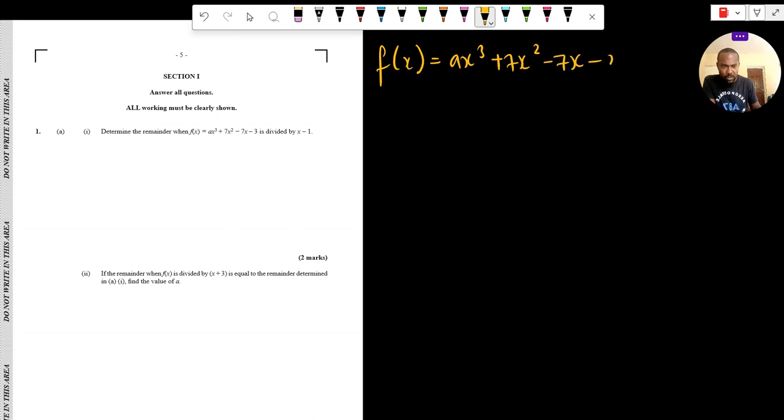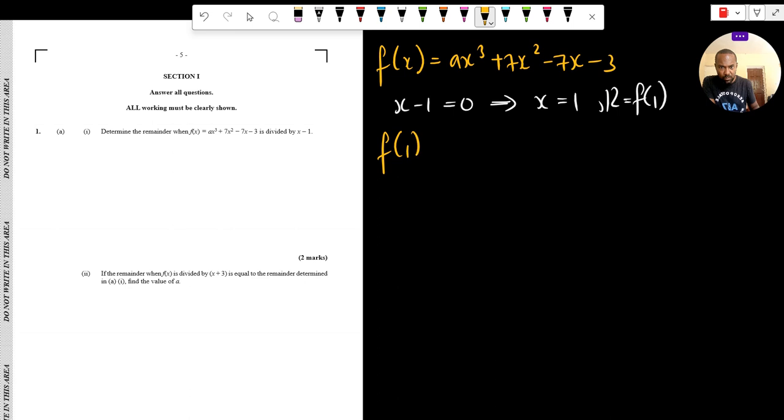minus 7x minus 3. Now, if you remember the remainder theorem, according to the remainder theorem, the remainder when any polynomial is divided by x minus a is given by f of a. So since we're dividing by x minus 1, we simply say x minus 1 equals 0, which means that x is equal to 1, and the remainder r is obtained by evaluating f of 1. So once again, according to the remainder theorem, whenever we want to divide a polynomial by a linear, say x minus a, we set that to equal 0. We solve for x and we find the remainder, right? So what this means is that we're going to evaluate f of 1.